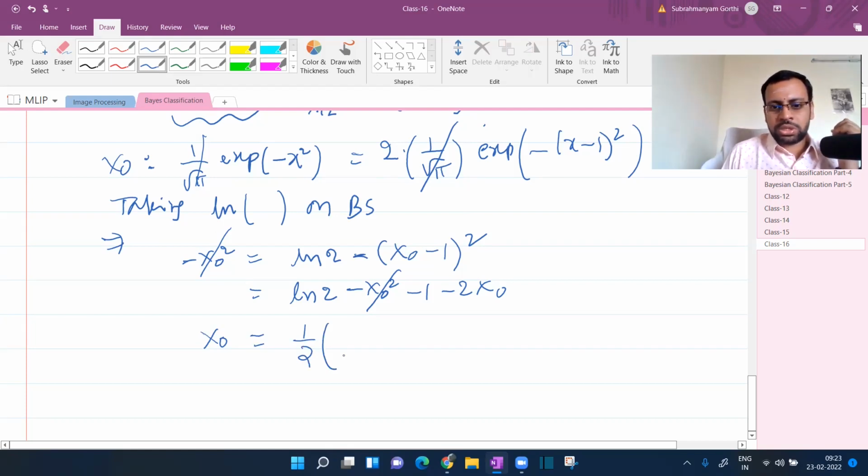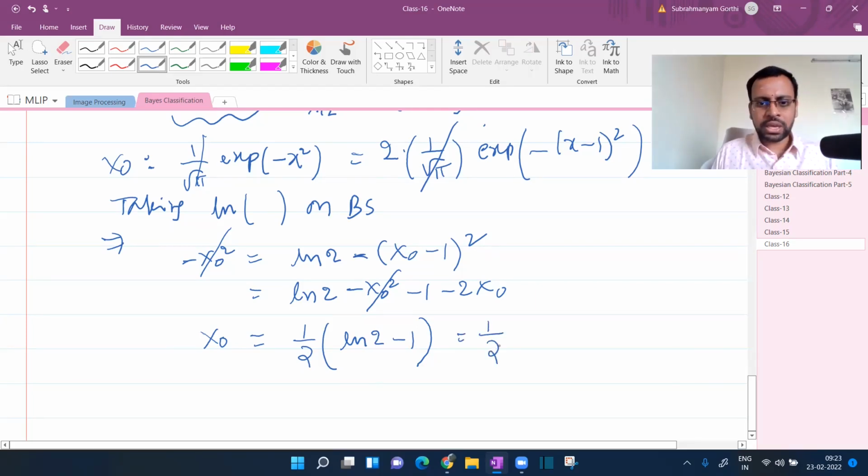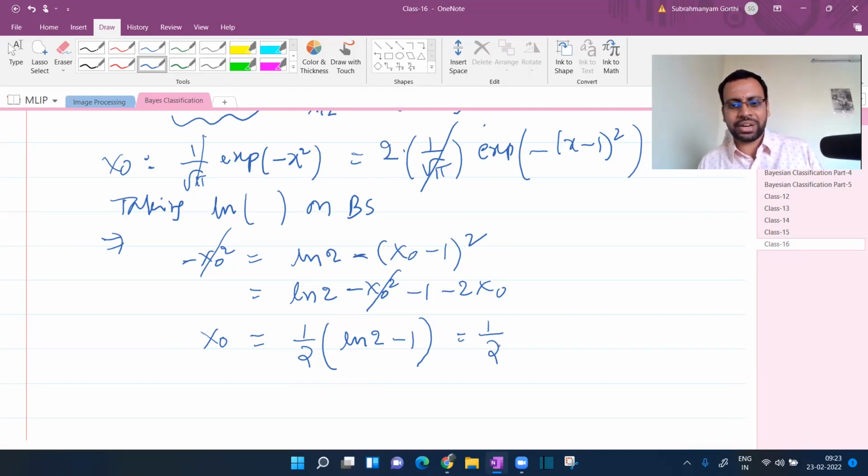And then what am I getting here? So 2x naught equals natural logarithm of 2 minus 1. Hope that expression is correct. What is the natural logarithm of 2? Approximately 0.7. Did I make any sign mistake here? I made a mistake in that equation. Can anybody point it out? There is something wrong I have written.